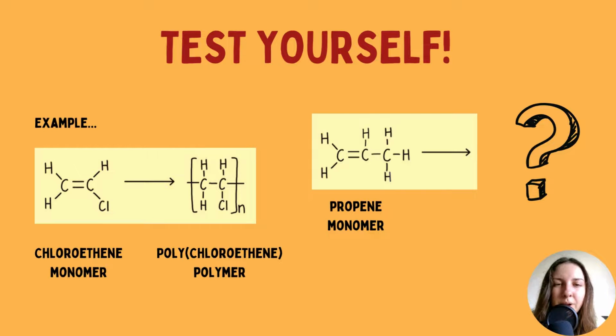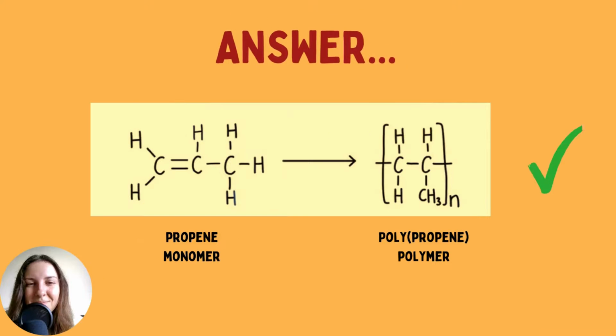So we've got propene monomer. Propene, remember, it's an alkene because it's got that saturated double bond. What do you think the answer is? I'll show you on the next slide.